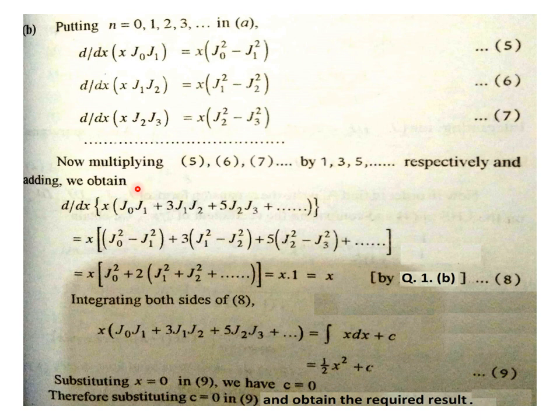We are doing all that, and in the left hand side you can see d by dx as an operator is common, and then x is also common as a necessary factor, then the operand is j0 j1 plus multiplied with 3, so 3 j1 j2 plus 5 j2 j3 etc. equals, in the right hand side x is common, then j0 square minus j1 square multiplied with 1 plus j1 square minus j2 square multiplied with 3 plus 5 j2 square minus j3 square etc.